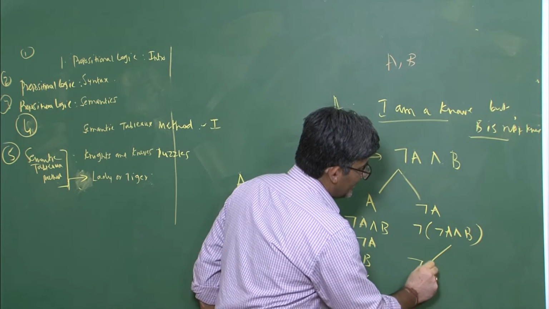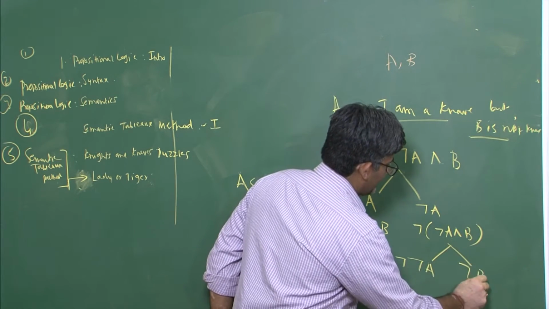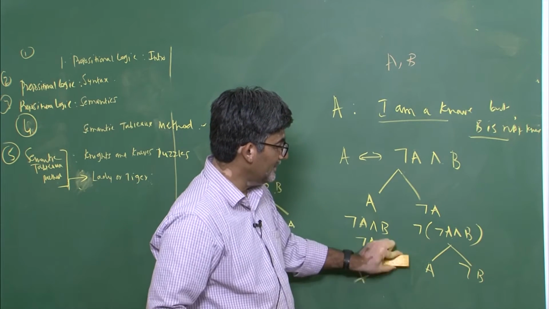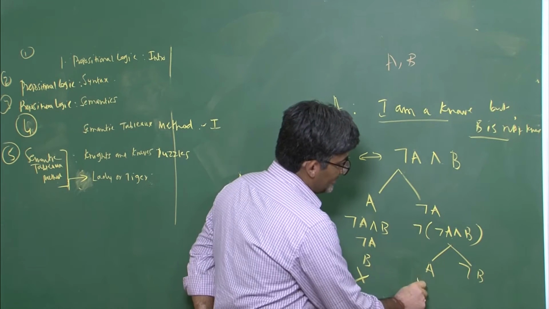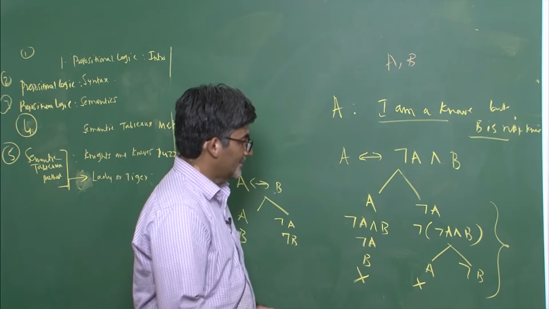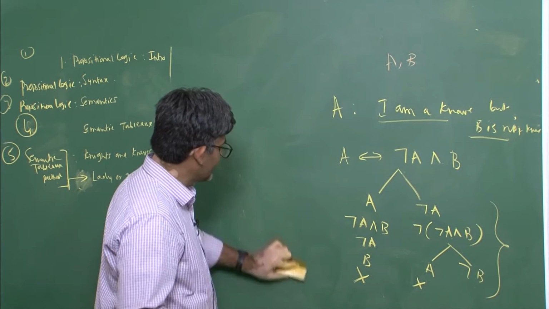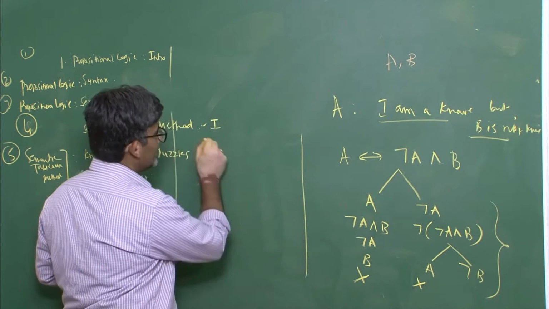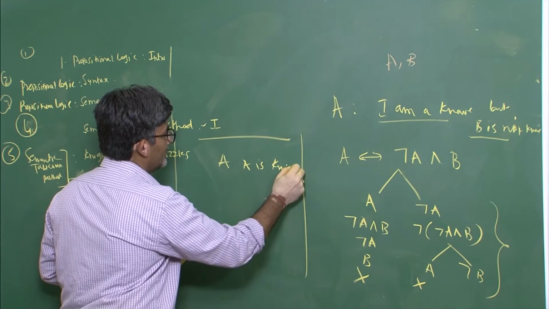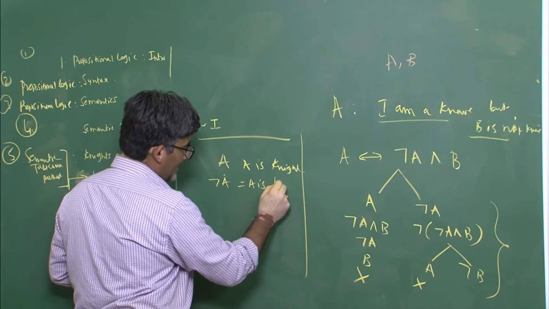Using De Morgan's law, you can say like this: not A and not B. Not not A is simply A. So now you have A here and not A, this closes. Now the only thing which is left is this one: you have not A and you have not B. So in our original representation, this is our initial representation. A means A is a knight. Not A means A is a knave.